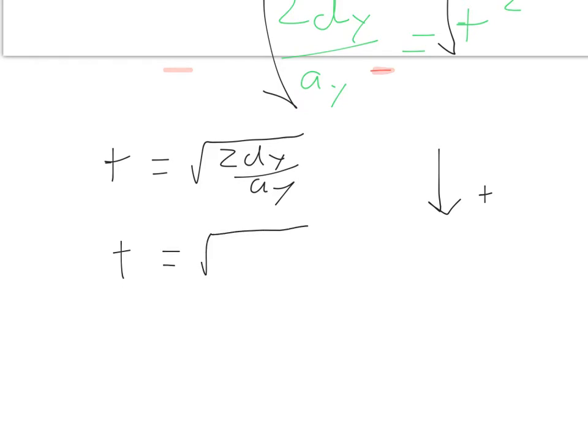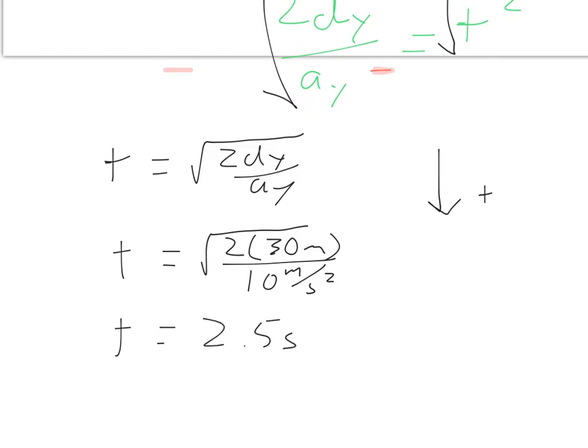So just plugging and chugging: 2 times 30 meters divided by 10 meters per second squared. I would throw that in my calculator, which I've already done. You should get about 2.5 seconds.